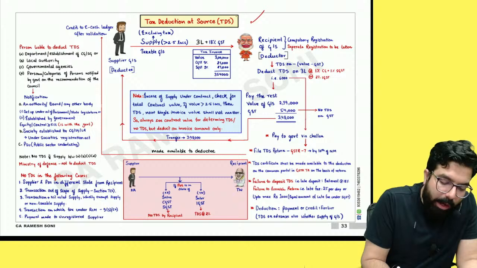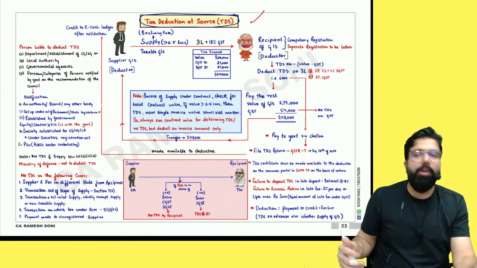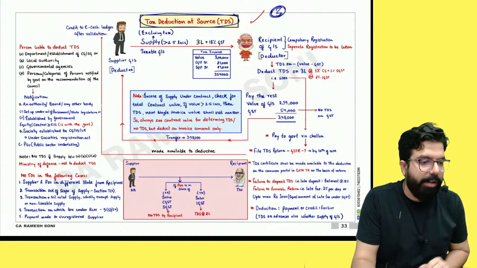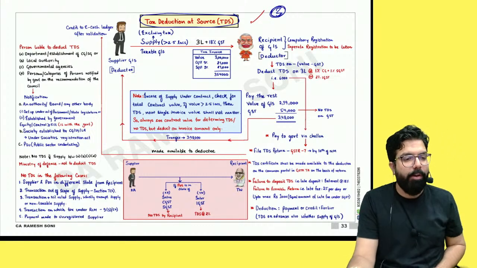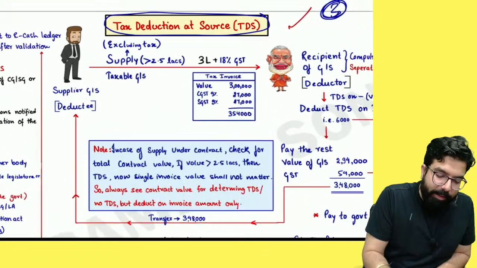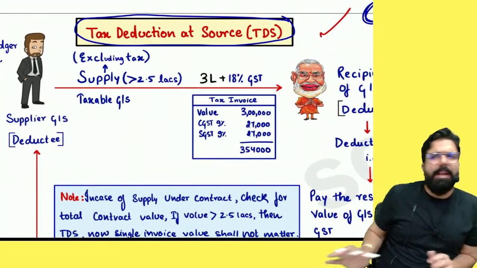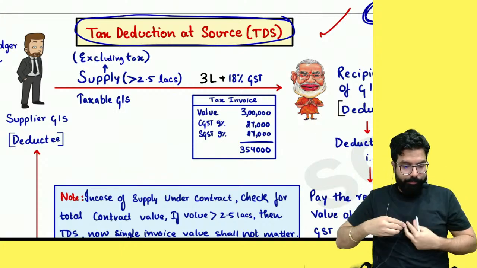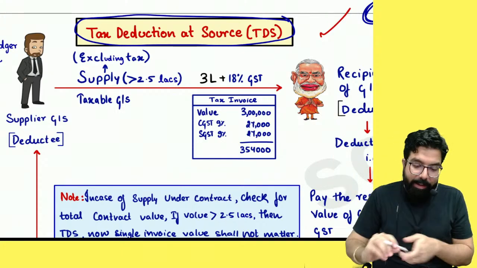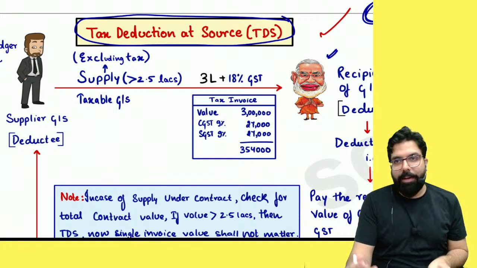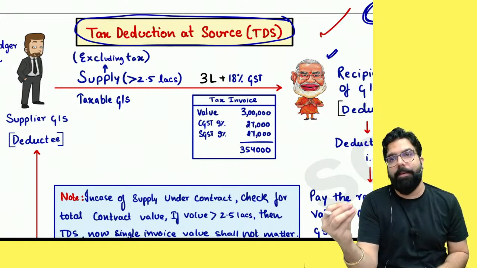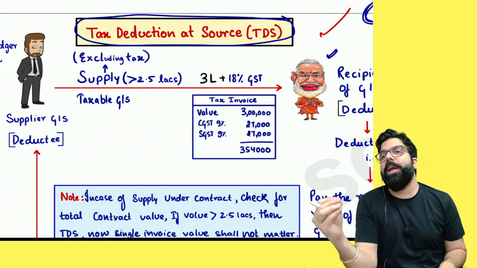Let's go ahead and now revise TDS. Everyone over here, TDS as a chapter. I think in the exam they will ask you a 3-mark question. Let's go ahead and do it now. TDS, for an example, is a very, very easy chapter. What are we talking about in TDS? Supposedly, this is the Modi government over here. This is Modi ji. Why have I drawn Modi ji over here? Because the government department has to deduct TDS.